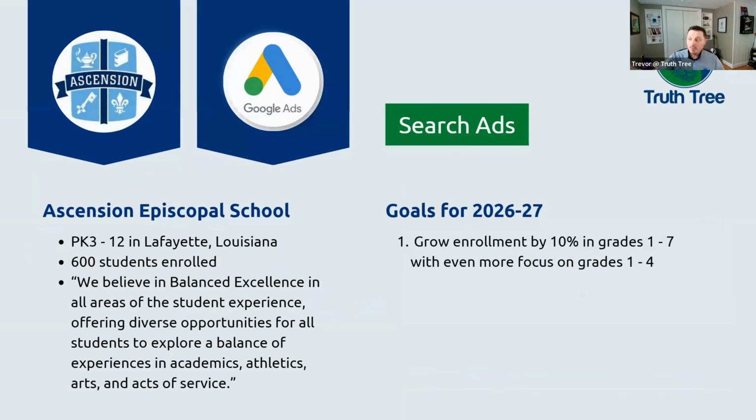All right. Told you we're going to move quickly. The first school we're going to use is Ascension Episcopal School. We're going to use this for a Google search ad. It's pre-K to 3 in Louisiana. They have 600 students enrolled, and they say we believe in balanced excellence in all areas of student experience, and a lot of the things that a lot of schools talk about. So how do we differentiate them in a Google search ad? And how can we, through digital marketing, help them grow enrollment by 10% in grades 1 through 7, particularly focusing on grades 1 through 4?